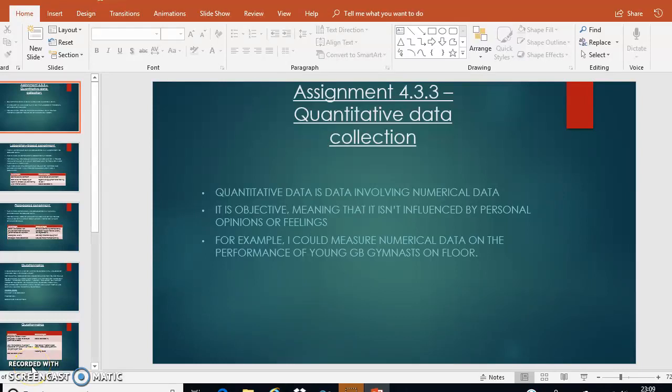This is my assignment 4.3.3 on quantitative data collection. So quantitative data is data involving numerical data, so essentially involving numbers. It's objective, meaning that it isn't influenced by personal opinions or feelings. For example, I can measure numerical data on the performance of young Great British gymnasts on floor.